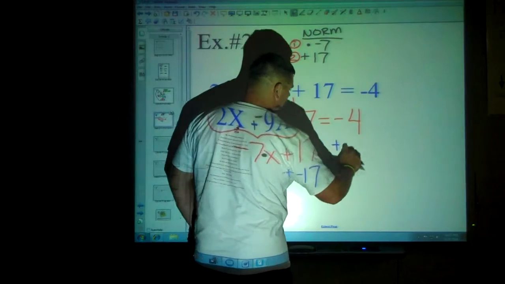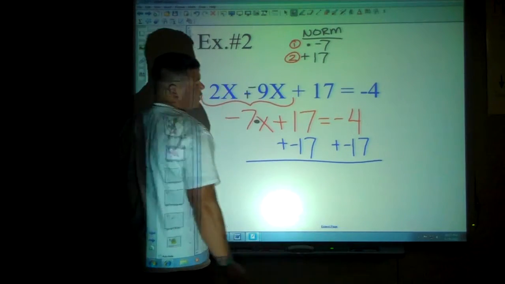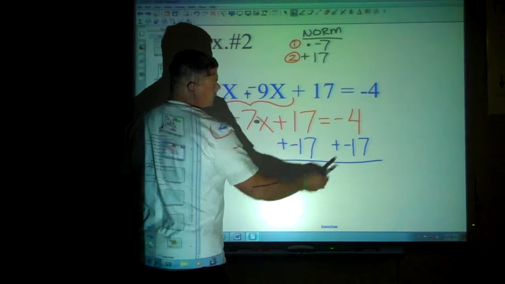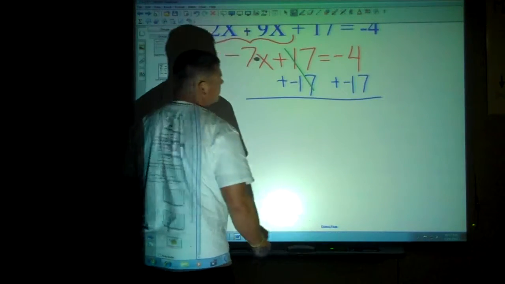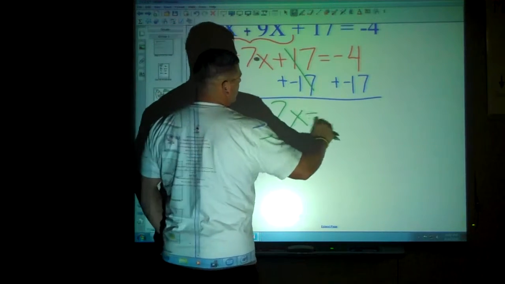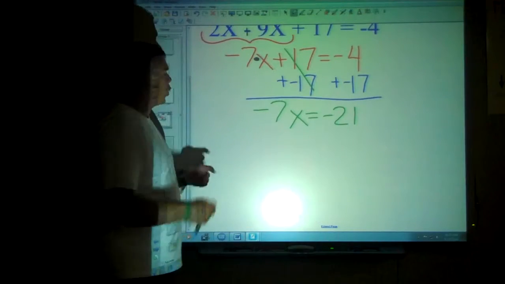What you do to one side, you must do to the other. What's really nice about adding negative 17 instead of subtracting positive is that here's a negative, so it works out well. Those cancel out. Negative 7x now equals negative 21. Negatives plus negatives makes more negatives.